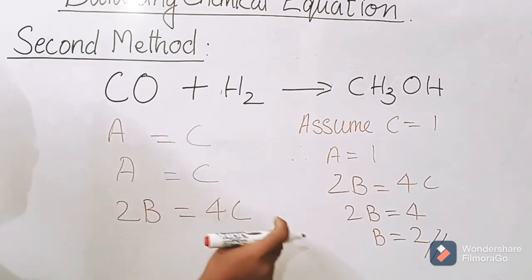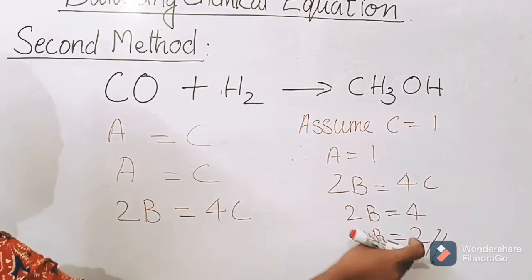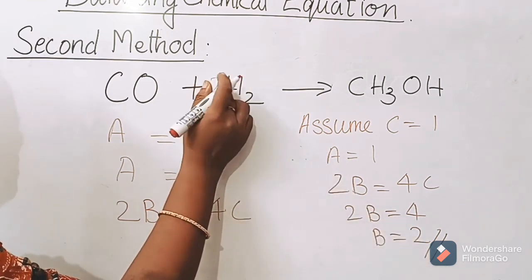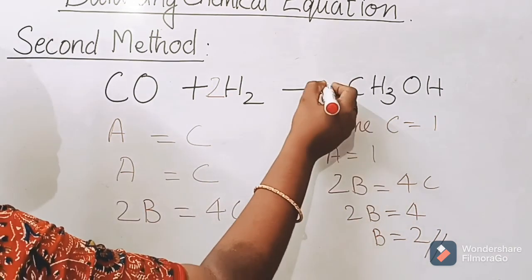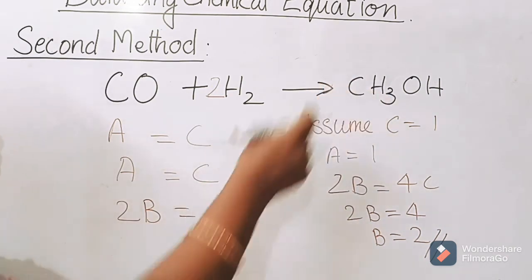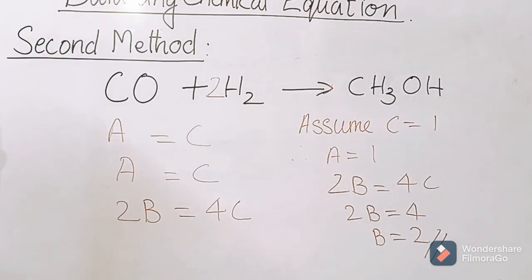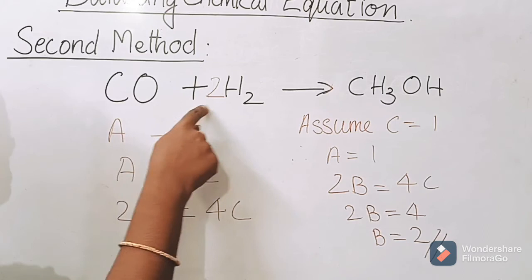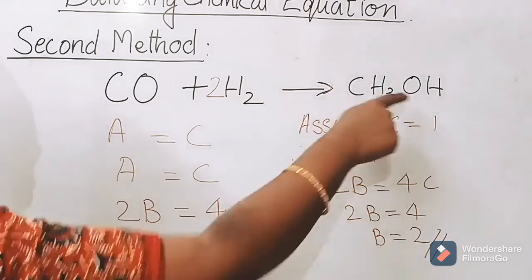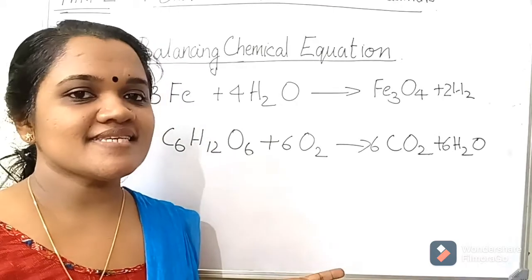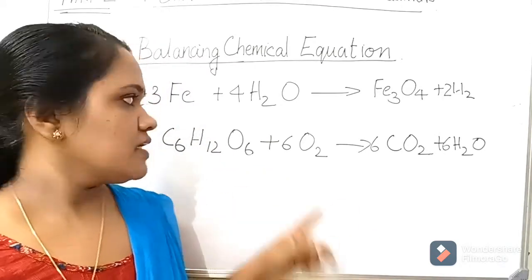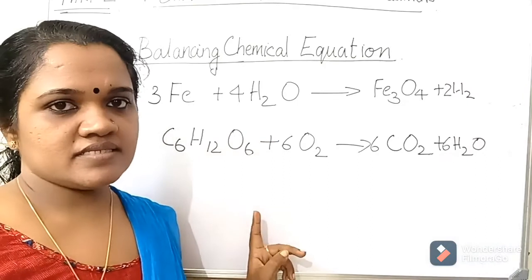And the value of B is 2, so we will write 2 here. The value of C again is 1, so no need of writing 1 here. So now the equation is balanced. CO plus 2H2 gives CH3OH. It is not only necessary to balance a chemical equation. Both these equations are balanced.